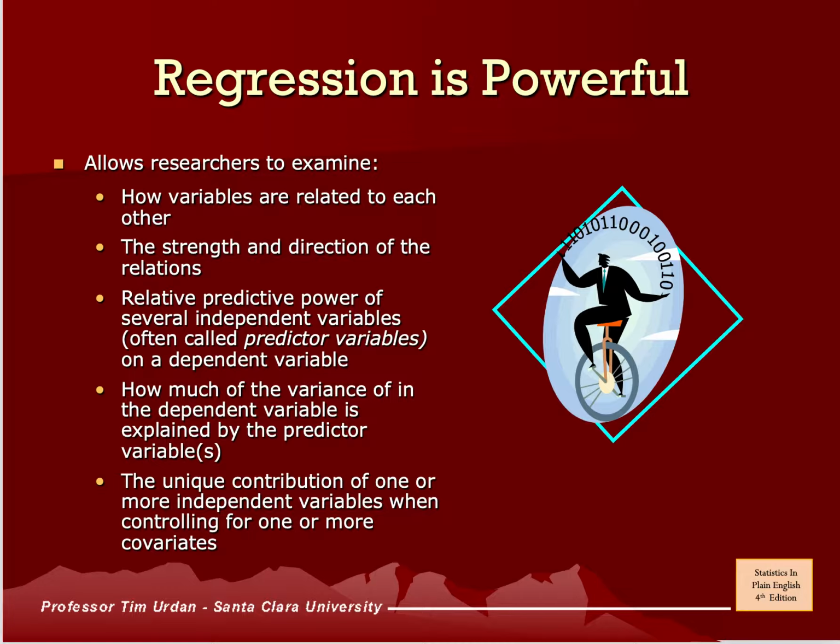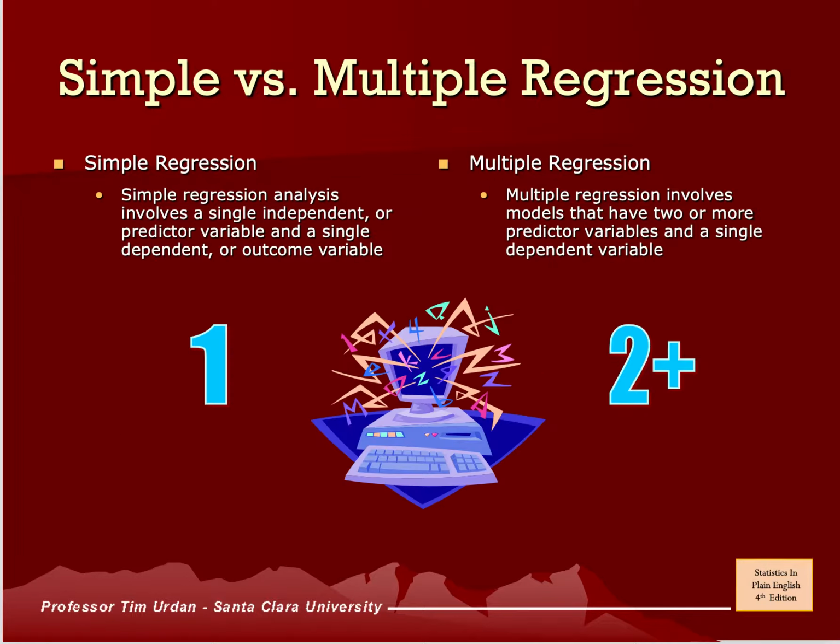the strength and direction. It's a pretty good predictor of the power of an independent variable, so how impactful it is. How much of the variance of the dependent variable is explained by this predicting variable. So it's a little bit like we're getting into some basic cause and effect, but not directly. And we talk about the unique contribution that one independent variable may have on a controlling variable or covariate.